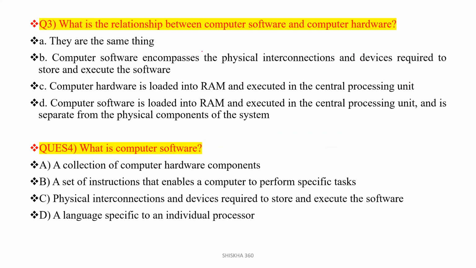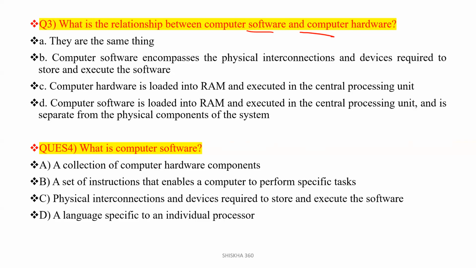What is the relationship between the computer software and the computer hardware? Clear? Option A, they are the same thing. Computer software encompasses the physical interconnections and devices required to store and execute the software. Computer hardware is loaded into RAM and executed in the central processing unit.